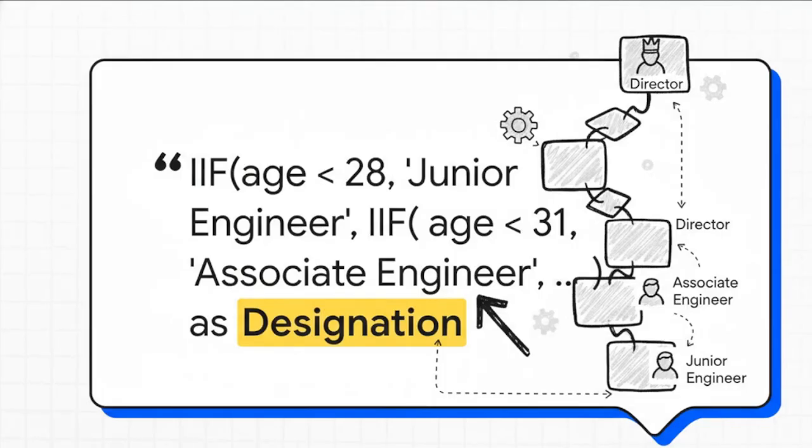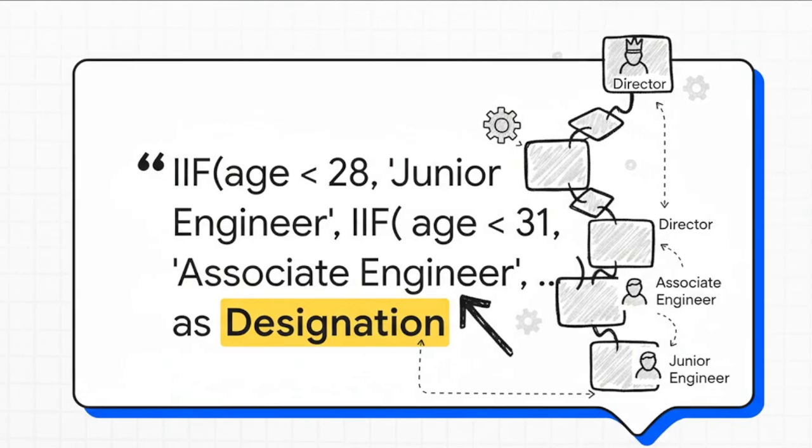Okay, I know this looks a little crazy, but let's just walk through it together. First, the query asks, is the age less than 28? If yes, great, they're a junior engineer. If no, it just moves on to the next if inside. Is the age less than 31? If yes, associate engineer. If no, well, you see the pattern. It just keeps going down the line until it runs out of questions and assigns director to everyone else.